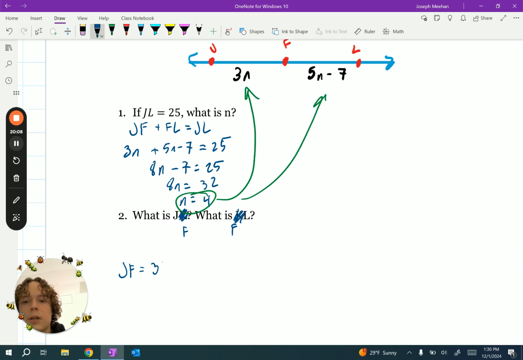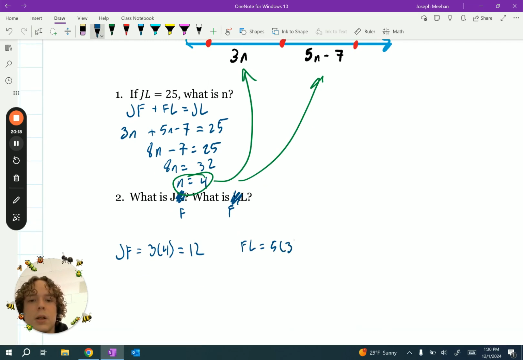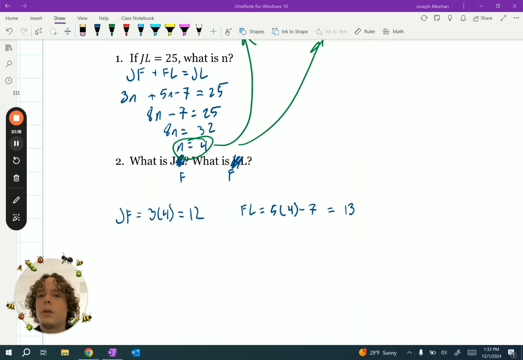So we can say JF is 3 times 4. What is 3 times 4? I believe that's 12. FL is supposed to be 5N minus 7, so 5 times 4 minus 7, which is 5 times 4 is 20, 20 minus 7 is 13. There we go.